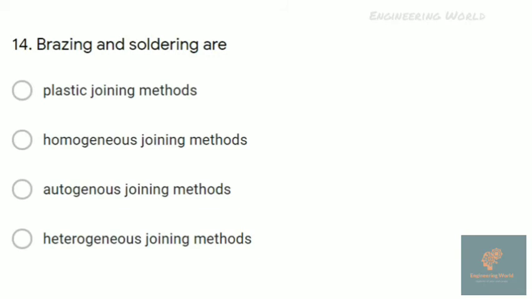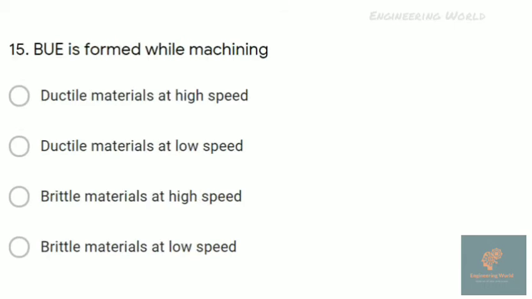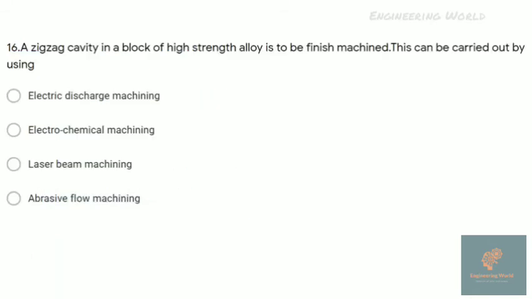Then the next question is, brazing and soldering are heterogeneous joining methods. In brazing and soldering, the parent material will not melt, hence these are heterogeneous. Then, built up edge is formed while machining. The straightforward answer is ductile metal with slow cutting speed. Then, a zigzag cavity in a block of high strength alloy is to be finish machined. This can be carried out by using laser beam machining.